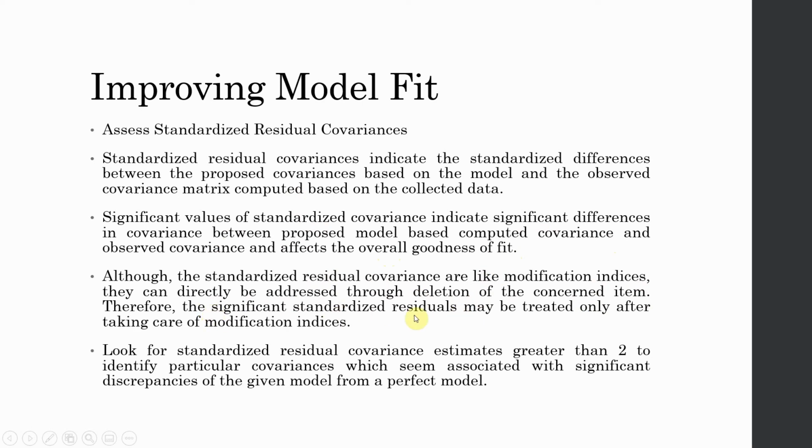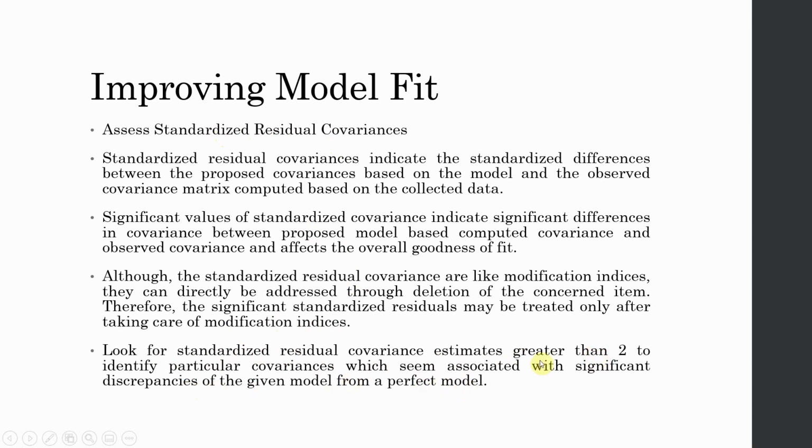Therefore, the significant standardized residuals may be treated only after taking care of modification indices. So instead of directly jumping onto your standardized residual covariances in the estimates section, you should first look into modification indices. Finally, and most importantly, look for standardized residual covariances that are greater than 2 to identify particular covariances which seem associated with significant discrepancies of the given model from a perfect model.